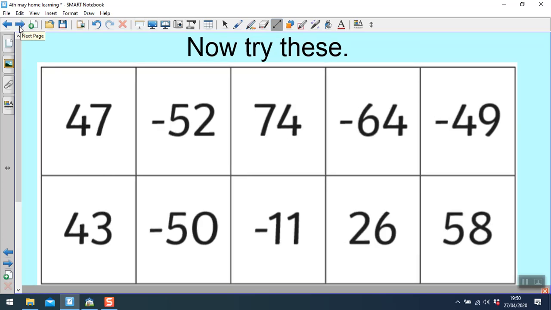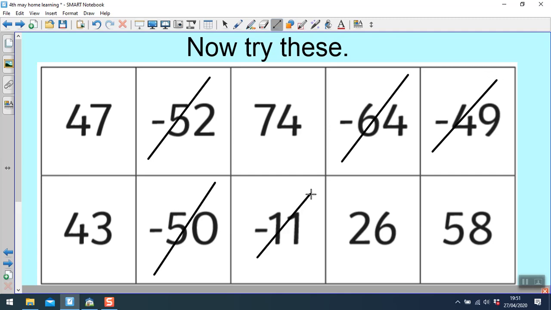Last one of these, pause the video while you have a go. So I'm looking for my smallest negative number. I've got negative 52, negative 50, negative 11, negative 64, negative 49. Negative 64 is the furthest away from 0, so that's the smallest. Then I've got negative 52, negative 50, negative 49, negative 11.